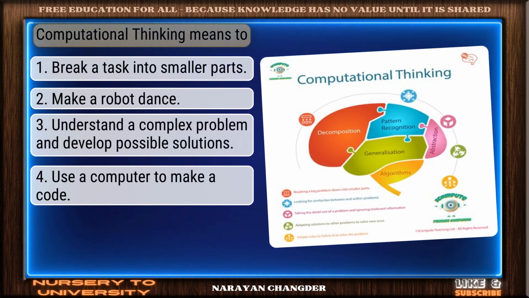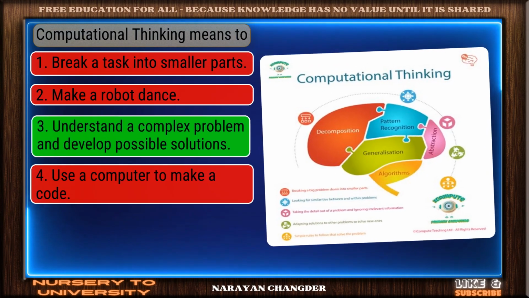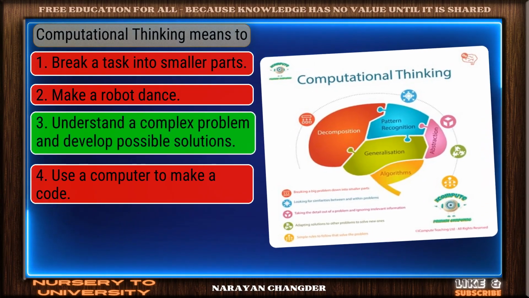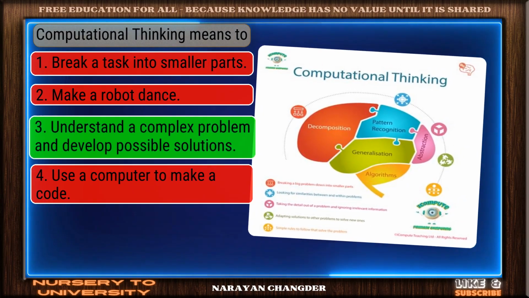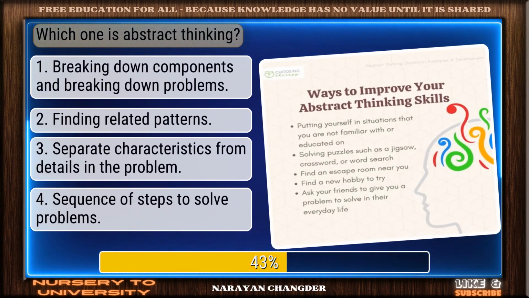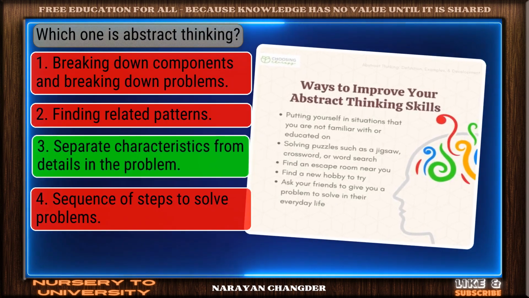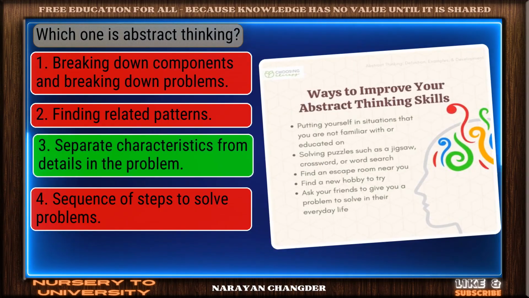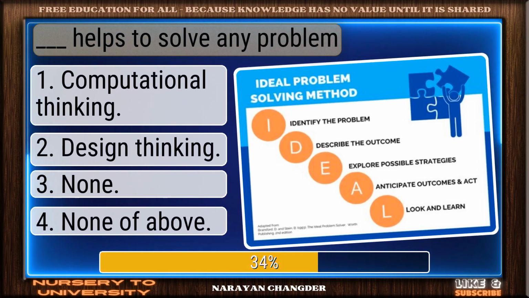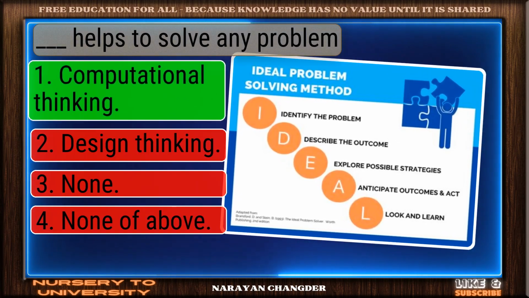Question number 76. Computational thinking means to dash. Smart pick. Understand a complex problem and develop possible solutions is the correct choice. Question number 77. Which one is abstract thinking? Correct. Separate characteristics from details in the problem is the right answer. Question number 78. Dash helps to solve any problem. Excellent. Computational thinking is a brilliant choice.